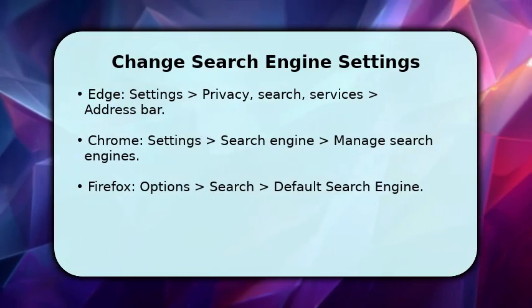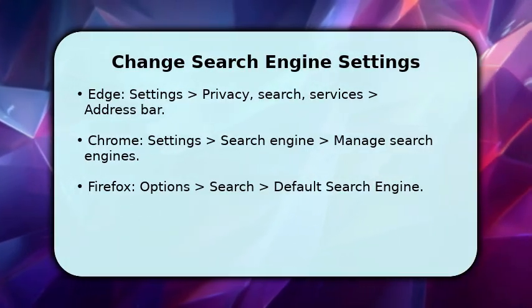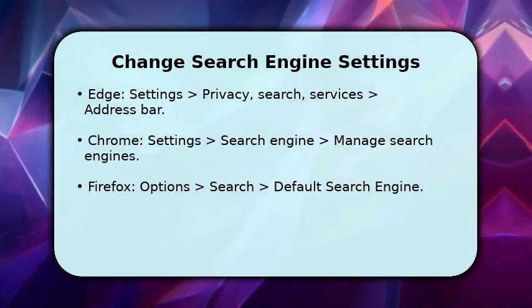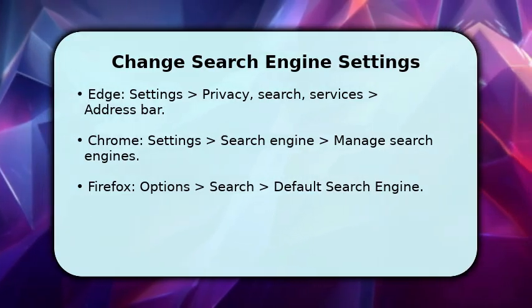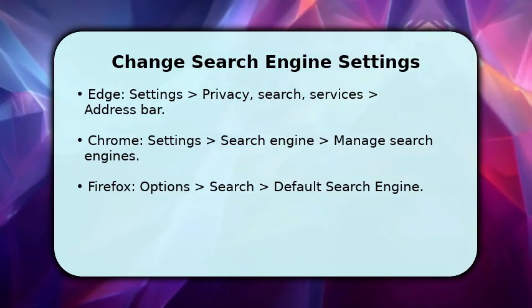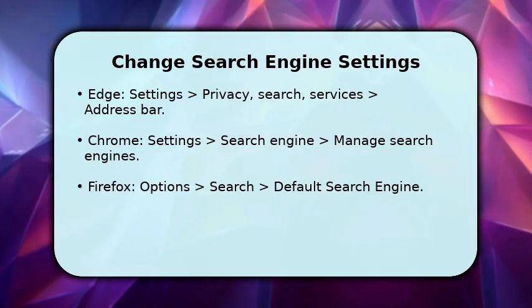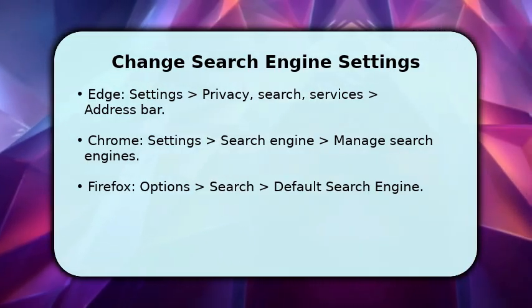Now change the provider inside the browser settings. In Edge, go to Privacy, Search and Services, scroll to Address Bar, then choose your preferred engine, save it. In Chrome, open Settings, pick Search Engine, then Manage Search Engines, add a new entry or set one as default. In Firefox, go to Options, select Search, and pick the default or add a new provider.